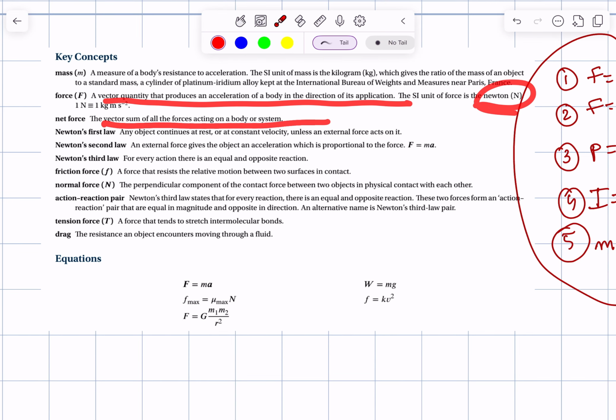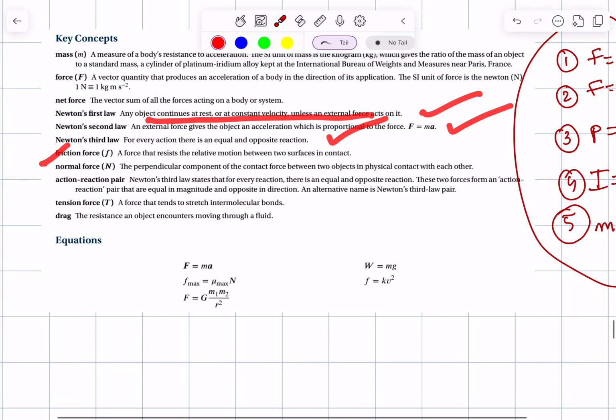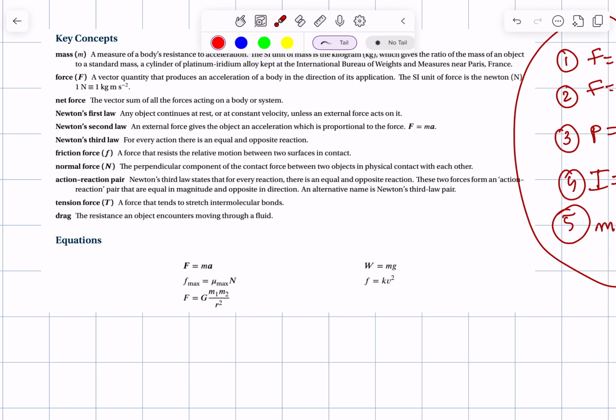Net force we have yet to discuss. Object continues, we did it. Second law we did it. Third law we did it. Now we are going forward with friction force, normal force, action reaction we did it. Tension force and drag. So now we are going to move with friction, normal and drag.